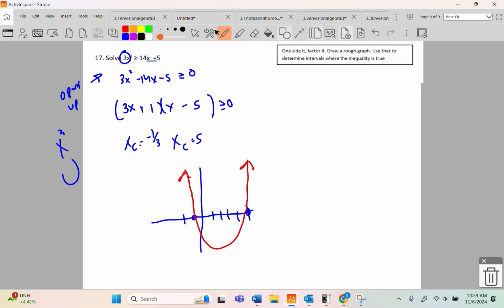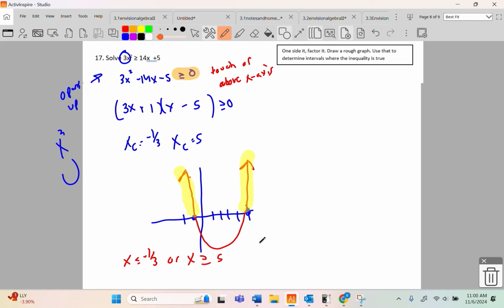Now, I talk about being greater than or equal to 0, which means touch or above the x-axis. And that is happening here and here. That's where it happens. Those pieces of the parabola are being created when x is less than or equal to negative 1/3 or x is greater than or equal to 5.